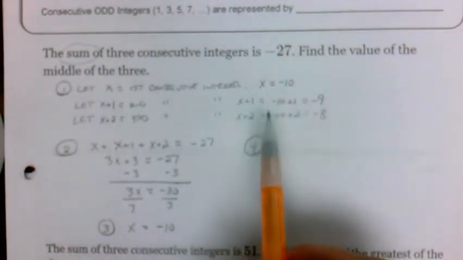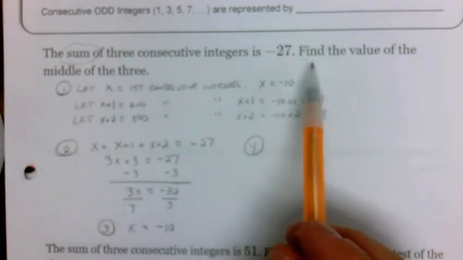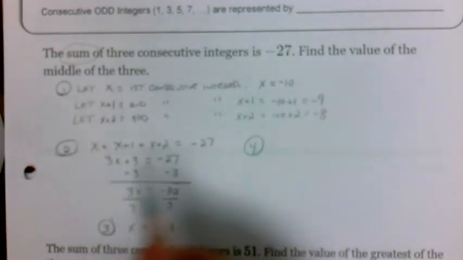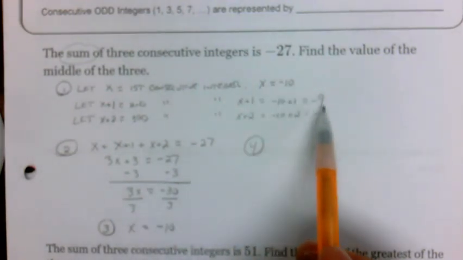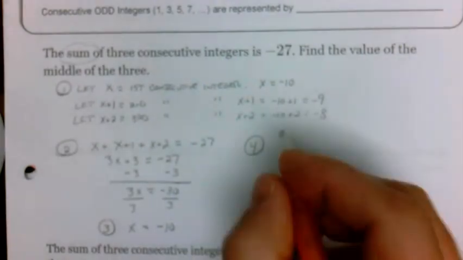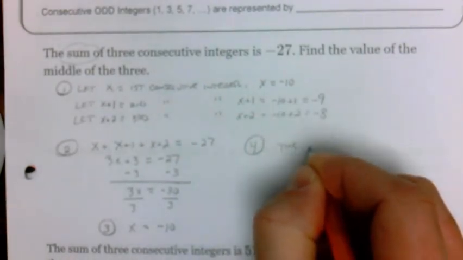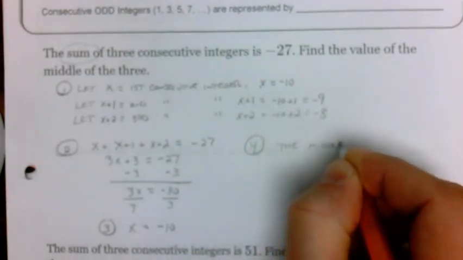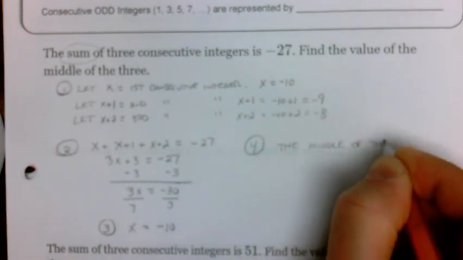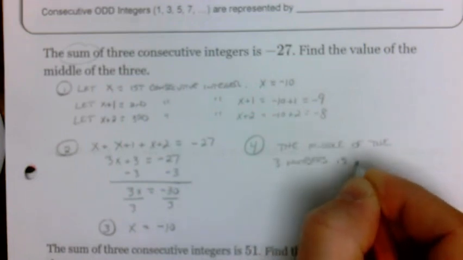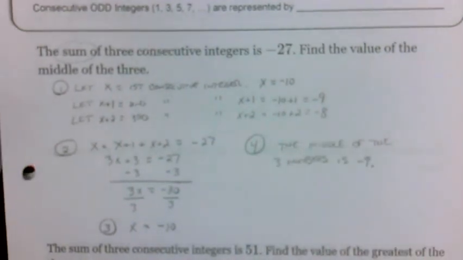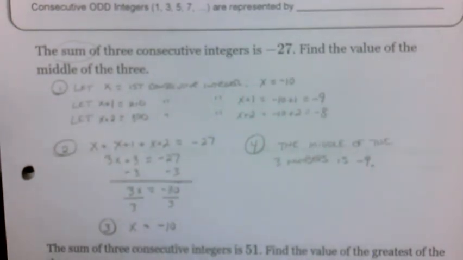Now we're ready for step number 4, where we actually answer the question. It says, find the value of the middle of the three numbers. Looking at my three consecutive integers, negative 10, negative 9, and negative 8, negative 9 is my middle value. So I can say the middle of the three numbers is negative 9. Negative 9 is the middle value of my three consecutive integers, and so I have successfully answered the question.